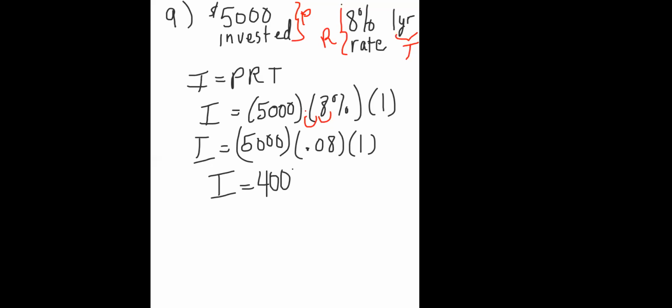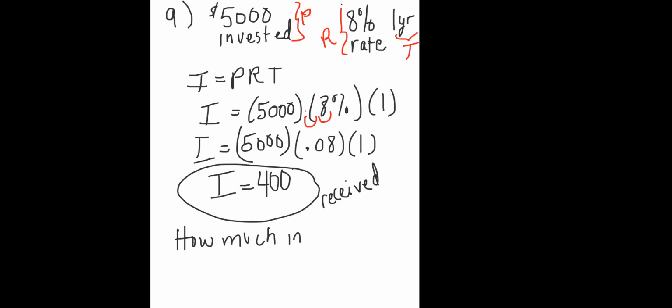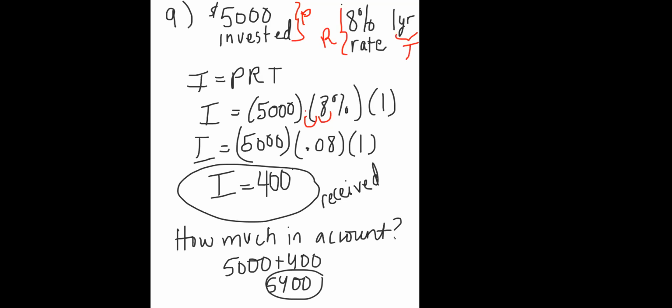So it says at the end of the year, how much interest did they receive? This is how much interest they received. Now, if they asked how much was in the account, you would add them up. So you would have 5,000 plus 400 to get 5,400. Excellent work.